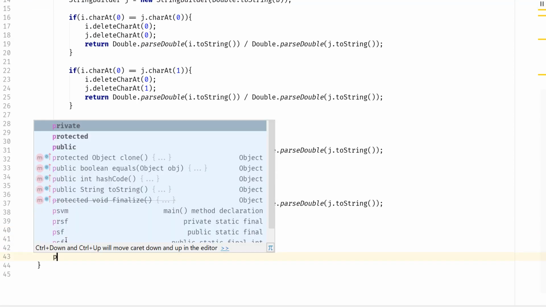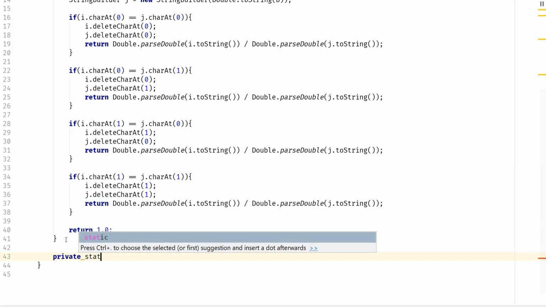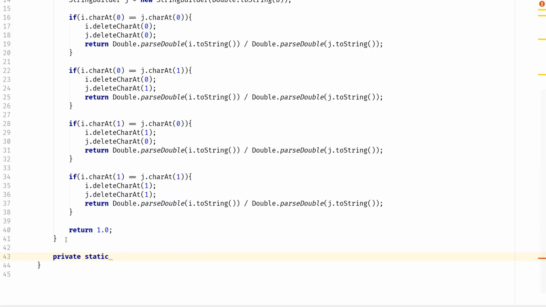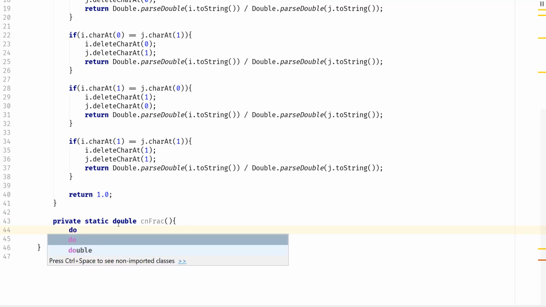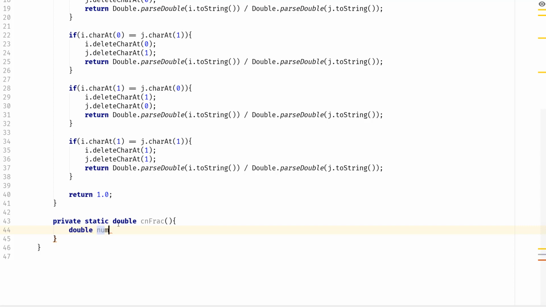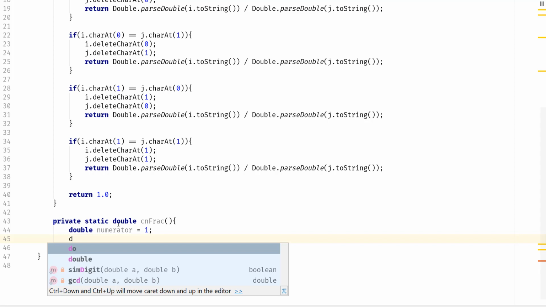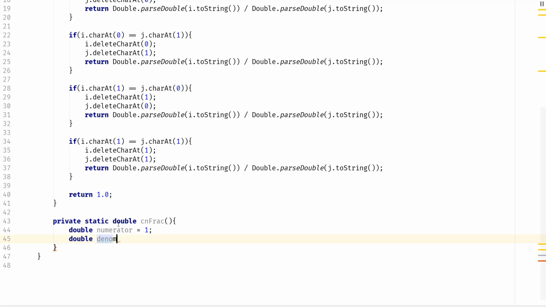Now we need to go ahead and actually implement our cancel fractions. Okay, so let's make this double, and I'll just call this cn frac for cancel fraction. And you can pass in an upper limit here, which is going to be 99. I think hard coding it might just be as good. So what do we need? We need some variables. We need a double for the numerator. It's going to equal 1, and we need another variable for the denominator. So we're going to do denominator is going to equal 1.